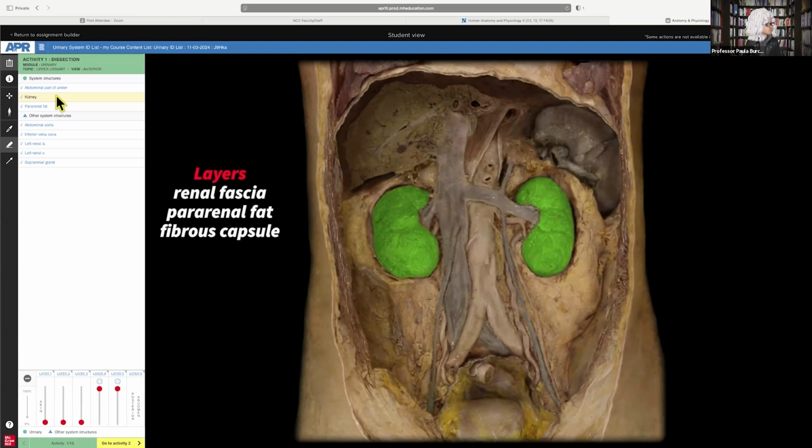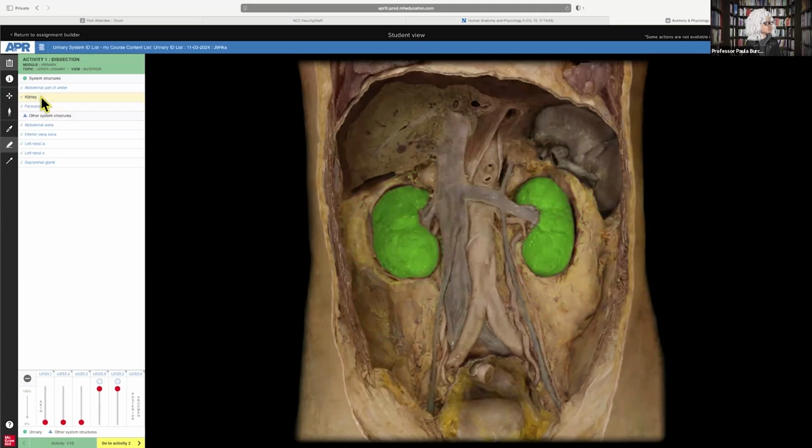The outermost layer is the renal fascia. It is connective tissue and it anchors the kidney and the adrenal gland to the surrounding structures. The middle layer is a perirenal fat capsule or pararenal fat. This capsule helps protect the kidney from mechanical trauma by providing some cushion. The innermost layer is the fibrous capsule, and it consists of connective tissue and prevents the spread of infection to the kidneys.